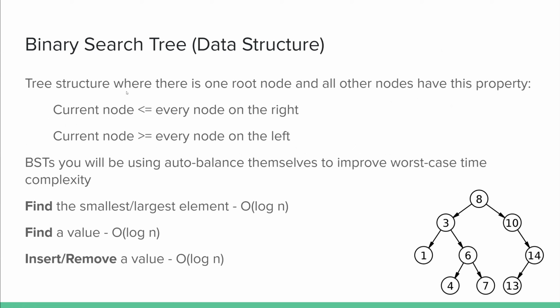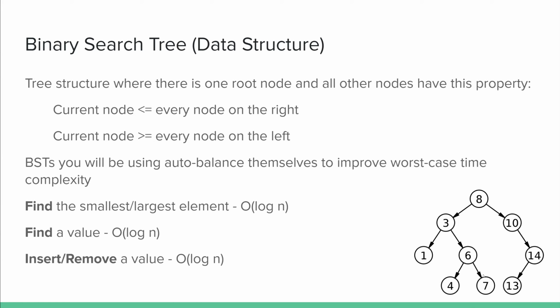So binary search trees are a type of tree where there's a root node, and then all other nodes are child nodes, and there's a parent node, and each node has at maximum 2 different children. They also satisfy this condition where the current node is less than or equal to every node on the right. So 10, 14, 13 are all greater than 8, and every node on the left side is going to be less than or equal to. So the current node is going to be greater than or equal to every node on the left. So 8 is larger than everything on the left side. And this is satisfied at every point in the binary search tree. So let's say 3: 1 is smaller, and then 6 or 7 are all larger.